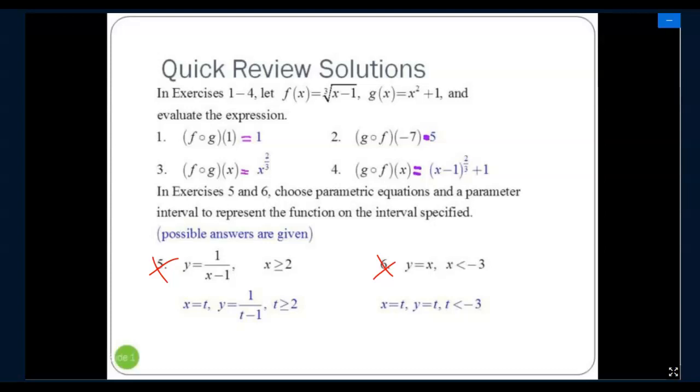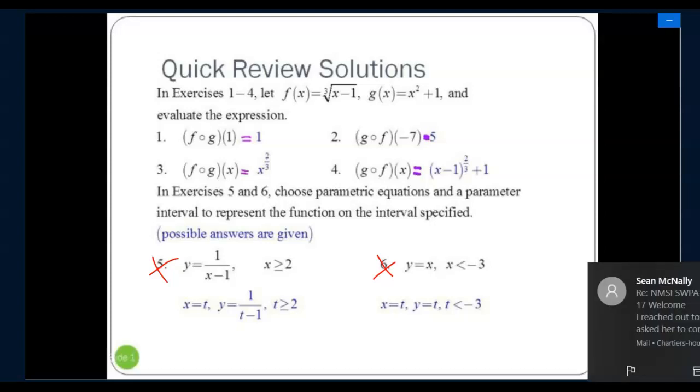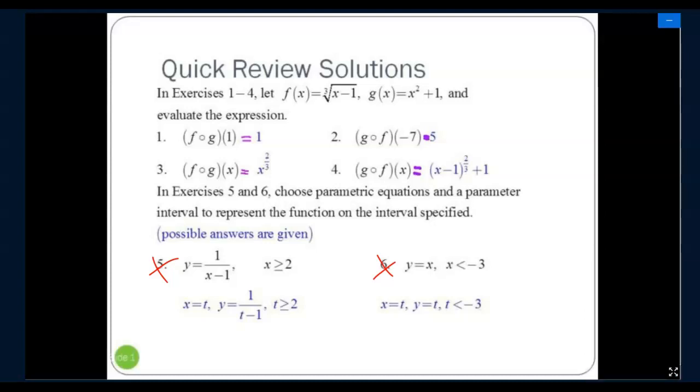And number 2, you'd plug -7 into f to start. So you get the cube root of -8. Now remember, you can take the cube root of a negative because it's odd. So the cube root of -8 is -2. -2 then gets plugged into g. A negative number squared becomes positive. So you get 4 plus 1, which is 5.